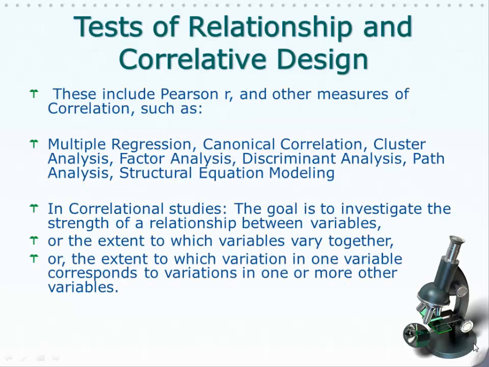We are going to be talking about the correlation coefficient and tests of relationships such as the Pearson R, and then we'll also be looking at tests of multiple relationships such as multiple regression. We won't be looking at these others, but other examples include canonical correlation, cluster analysis, factor analysis, discriminant analysis, path analysis, and structural equation modeling.